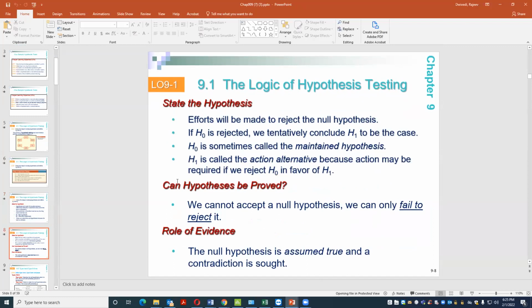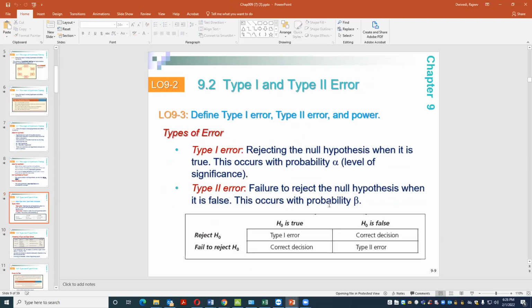So can a hypothesis be proved? We cannot. The technical wording is that we cannot accept a null hypothesis. We can only fail to reject it. So we don't accept the null, we fail to reject the null hypothesis. This is technical. But in simple wording, we accept the null hypothesis or reject it.